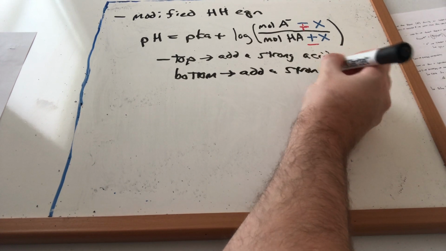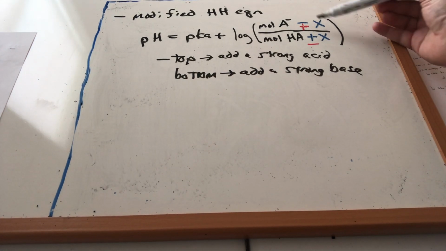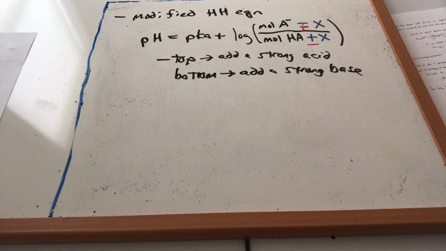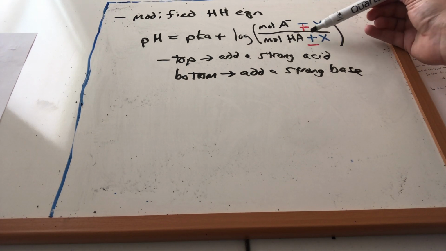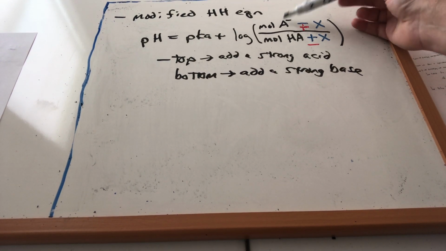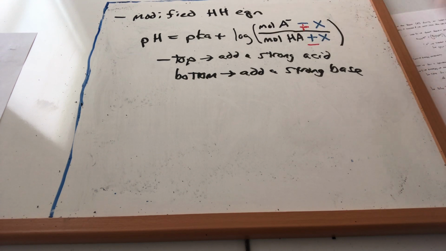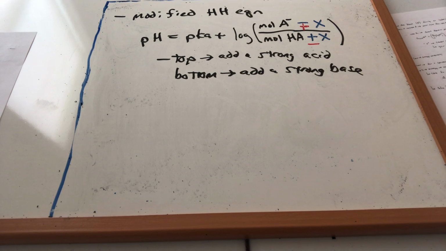So it looks like a complicated expression, but the way that you view this minus plus or this plus minus is just a choice. You ask yourself, am I adding a base? Well, if I'm adding a base, I'm going to lose acid and gain base. Okay, I'm adding a base, so I'm going to use A minus plus X and HA minus X. If I'm adding an acid, I'm going to gain acid and lose base. I'm going to use HA plus X and A minus minus X on the top. Okay, so it's a modified version of the Henderson-Hasselbalch equation.